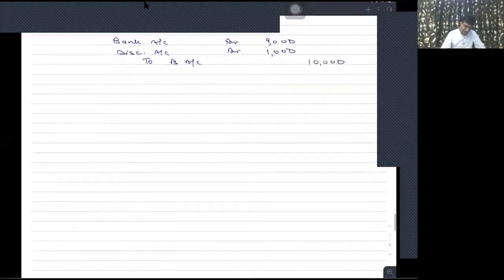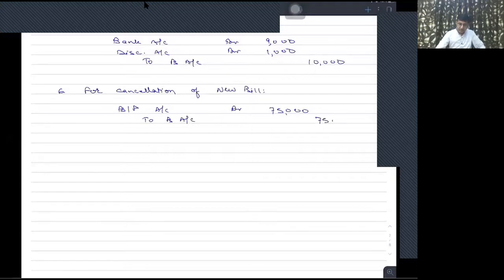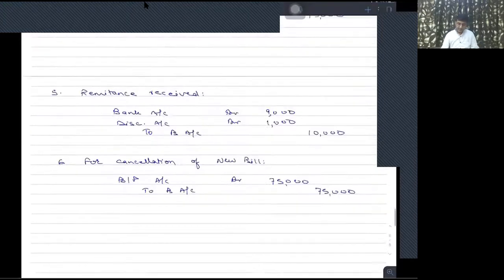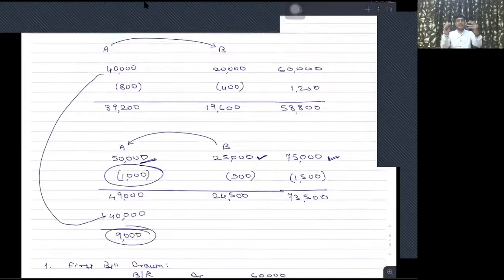So for cancellation of second bill, for cancellation of new bill, क्योंकि पहला वाला बिल ऑनर हो गया तो उसका कुछ संबंध नहीं बचा, सिर्फ सेकंड बिल का संबंध बचा हुआ है. You will pass the entries what? Bills payable account debit 75,000 to B account 75,000. Whenever the accommodation bill concept comes, और अगर डबल बिल वाला कंसेप्ट है तो ये टेबल बना के ही तुमको आंसर सॉल्व करना है, अपने आप सारी फिगर्स तुम्हारे सामने रहेगी.